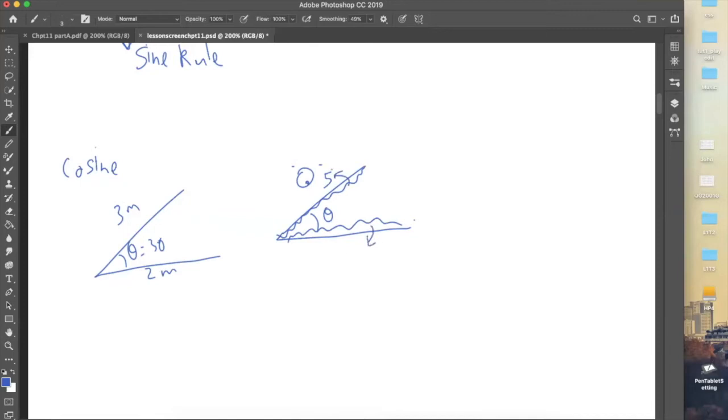So this one is 3 meters, this one is 2 meters, and this one is 30 degrees. So you just remember the crocodile: the teeth, the info here and the info here. So ugly, sorry. Okay, so you have two pieces of info, and then you sandwich the angle. You use the cosine rule.